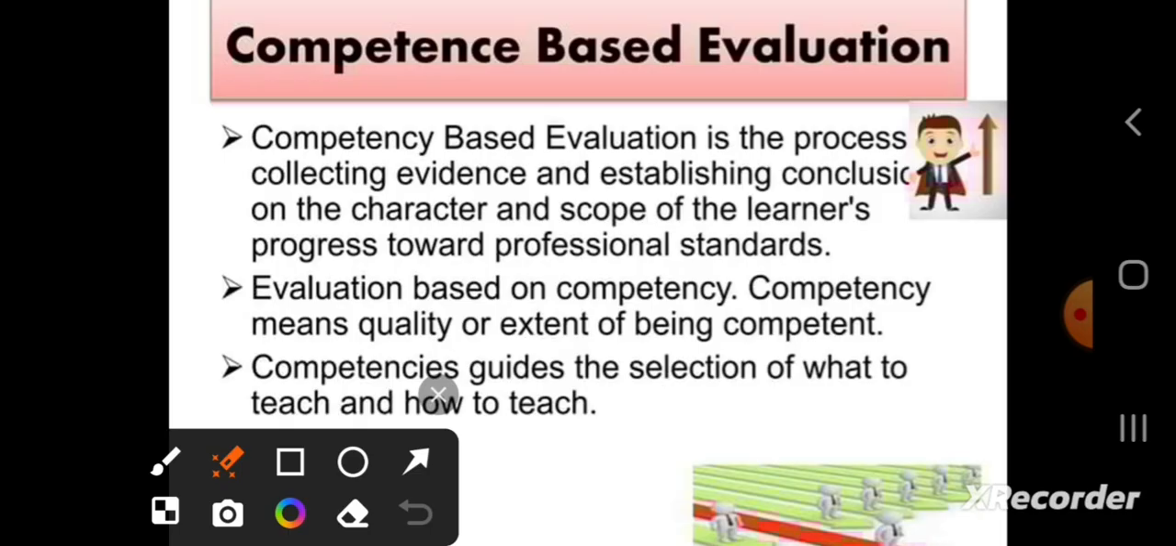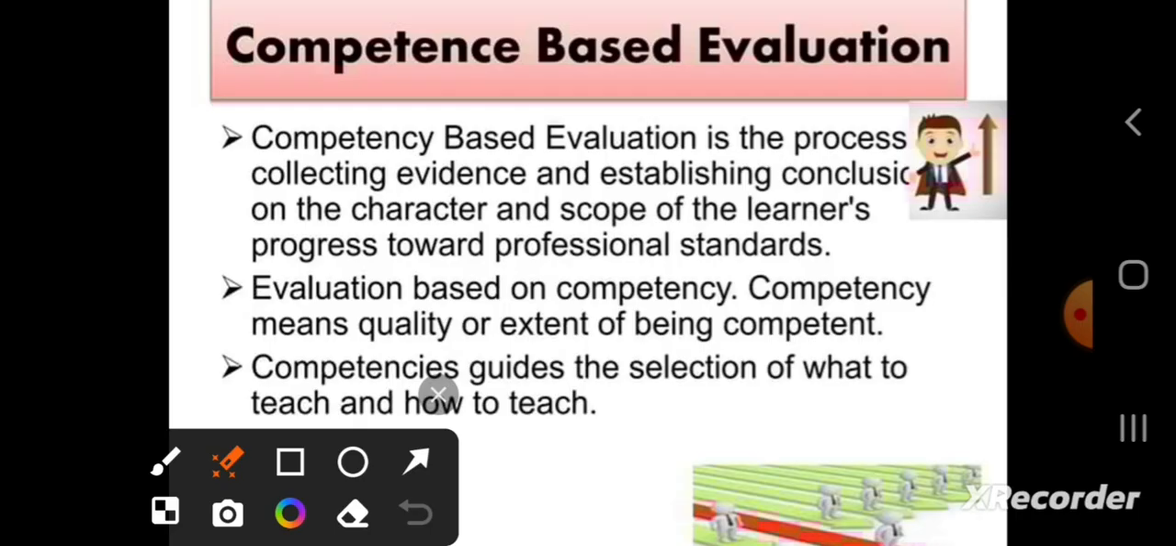Purpose of competency-based evaluation. The primary goal is to ensure that learners meet established professional standards. This evaluation method emphasizes real-world applications and the ability to perform tasks rather than simply recalling information. Guiding instruction. Competencies guide both what to teach and how to teach.